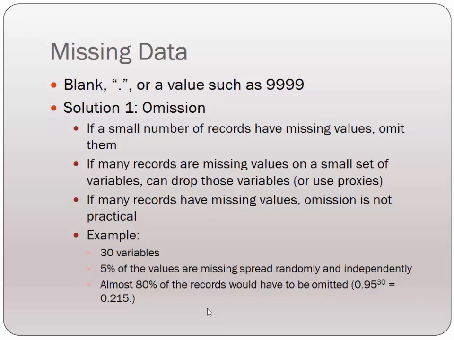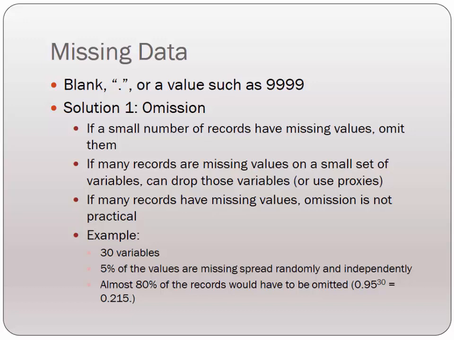Now when you do that, very quickly you'll realize that you're going to get most of the records thrown out. Suppose you have a data set with 30 variables, and 5% of the values are missing. Only 5% are missing throughout. Now, what is the probability that a given row will have at least one value missing? Because if one value is missing, that row will get thrown out.